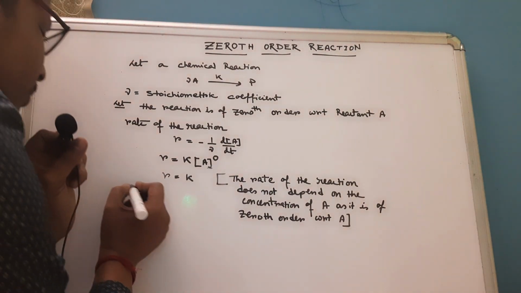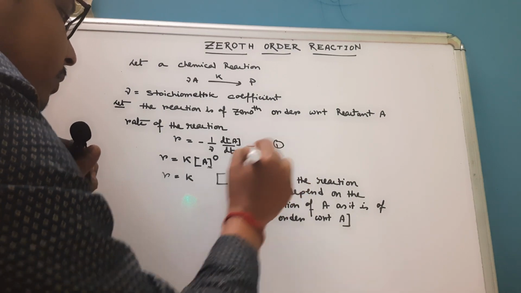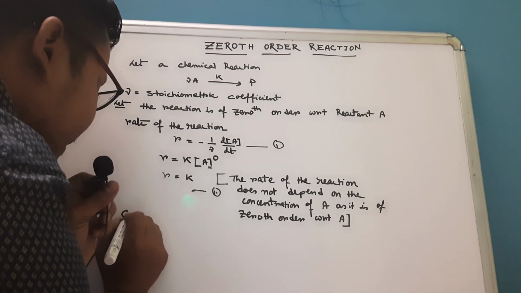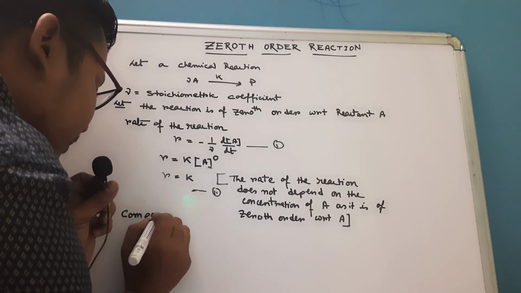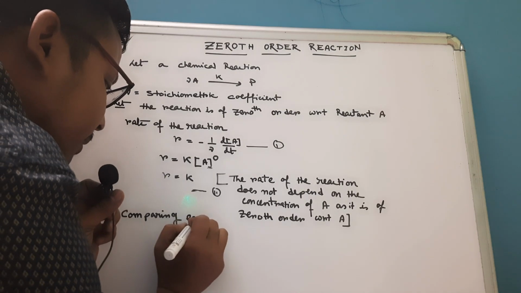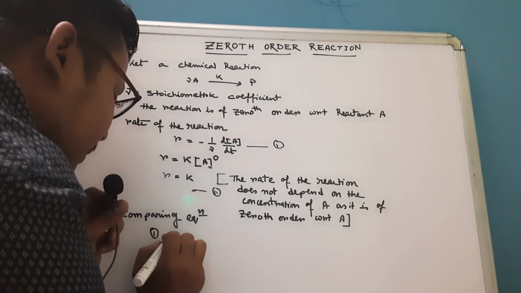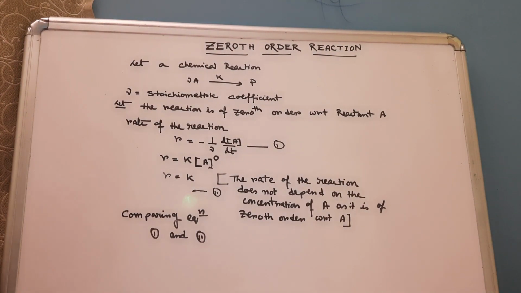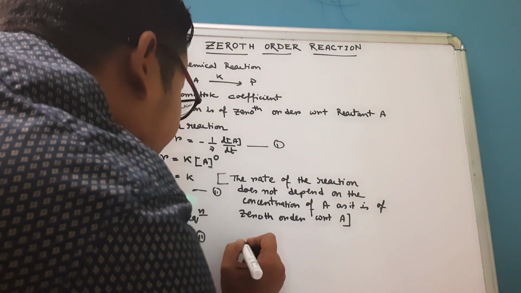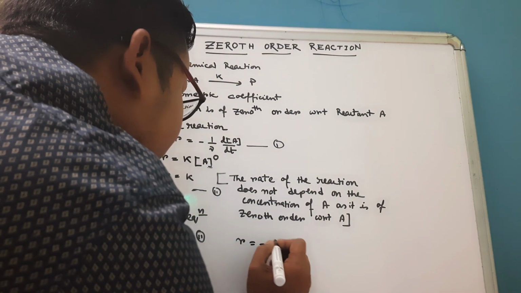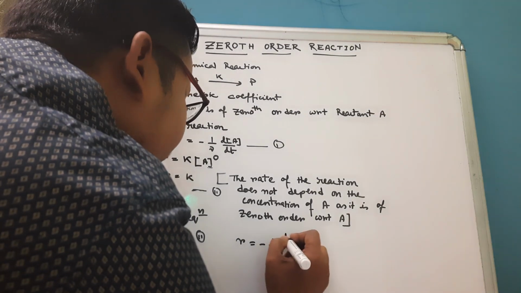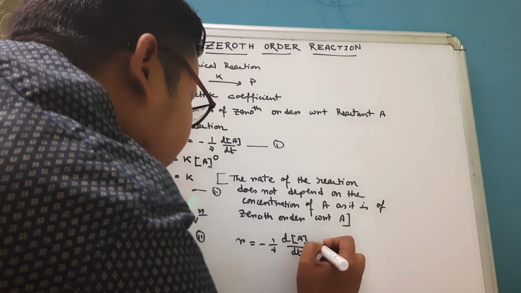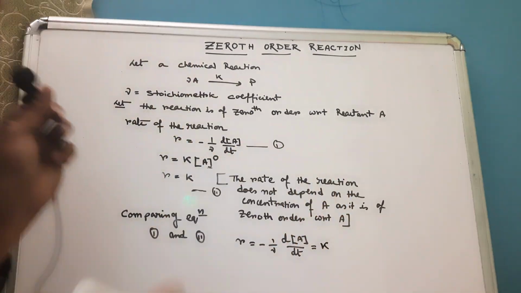So what we get? This is equation 1, and this is our equation 2. So 1 and 2 are similar. By comparing equation 1 and 2, what do we get? We get R equals minus 1 by nu dA by dt equals K.